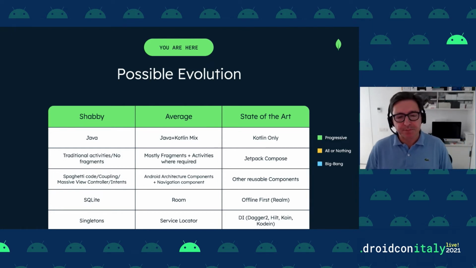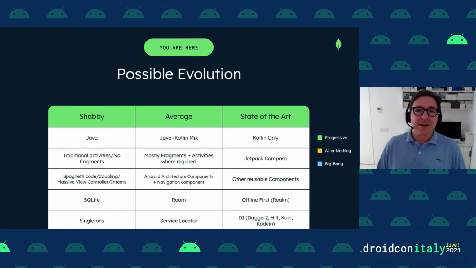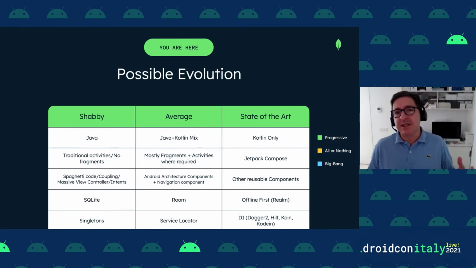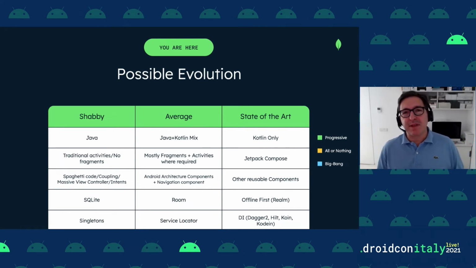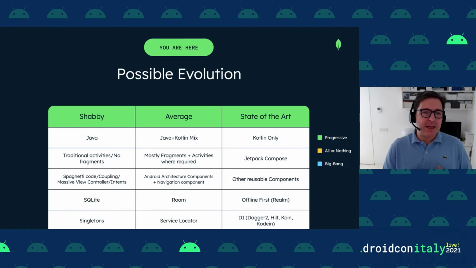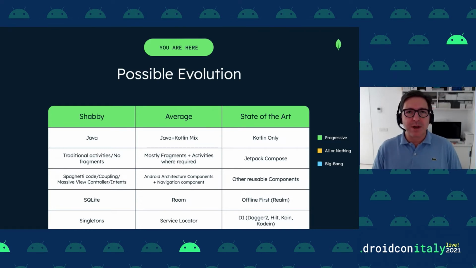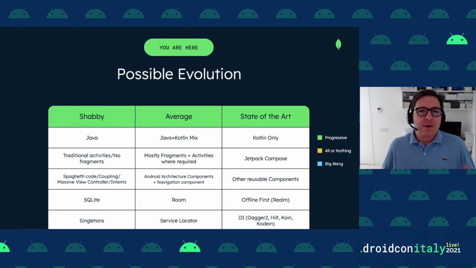And in some cases, they are using some dependency injection framework, but some of them are using simpler solutions like the service locator. In any case, depending on your application and when it was developed and the amount of effort that you put into that, chances are that you have one of these applications that is still mostly in Java, that everything happens in the activities, there are no fragments, the code is very coupled, and that you're using basically massive view controllers as your architectural solutions.